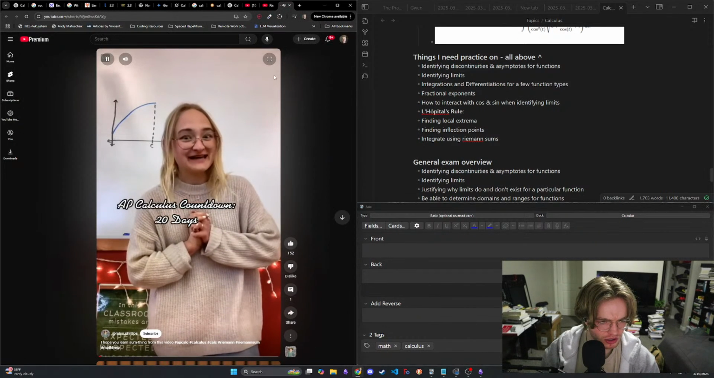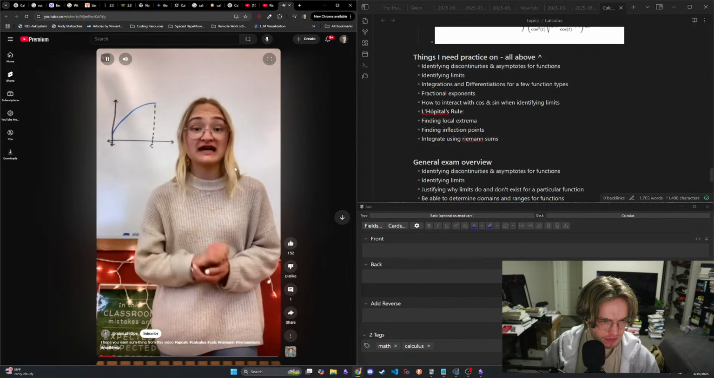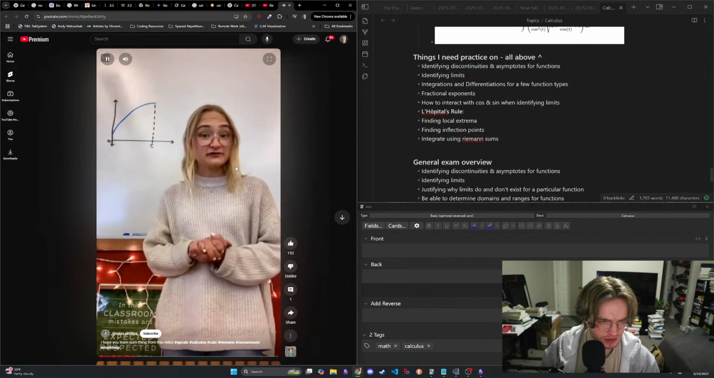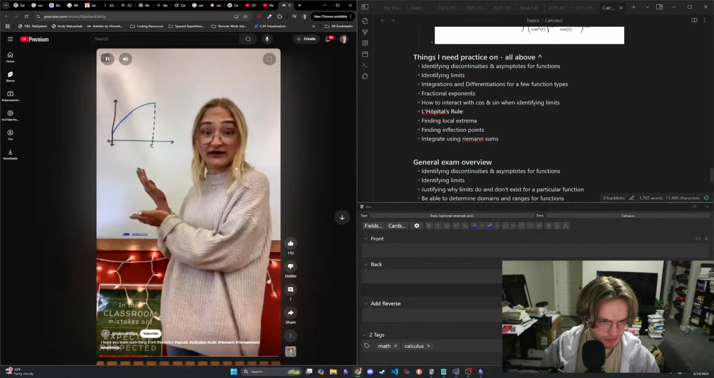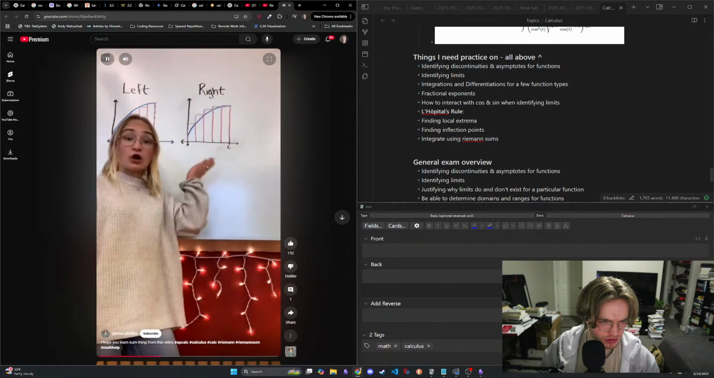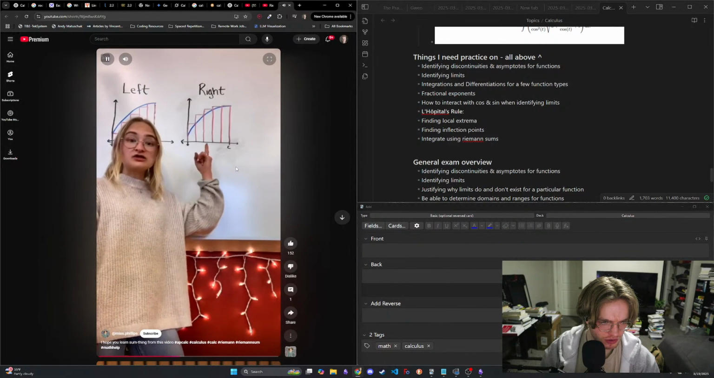There are 20 days left until the AP Calc exam. Let's talk about Riemann sums. We need to know 4 types of sums for the AP Calc exam: left, right, midpoint, and trapezoid. A left Riemann sum means we're approximating this area using rectangles, where the height of each rectangle is determined by the height of the function at the left endpoint of each rectangle. A right Riemann sum is a rectangle again, except this time the height of each rectangle depends on the height of the function at the right endpoint of each rectangle.